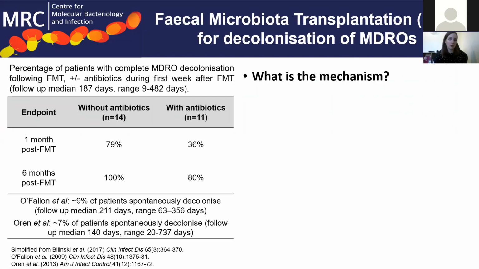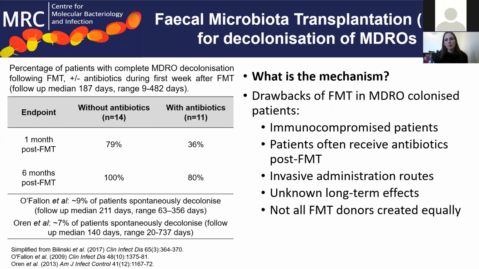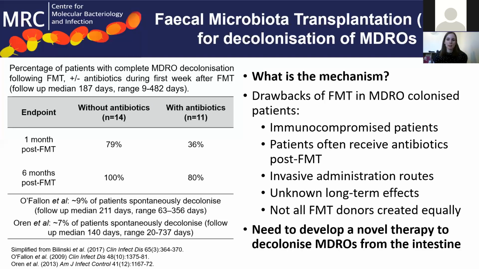But we still don't understand what the mechanism of FMT is. And it's really not the ideal treatment to be using in this group of patients, as these patients are often really immunocompromised and receive a lot of antibiotics. So as you can see here, that's why they receive a lot of antibiotics post-FMT in some patients. It's, again, delivered via invasive administration routes. As mentioned earlier, we don't know the long-term effects of FMT. And again, we don't know who is the ideal donor, as not all FMT donors are created equal. So really, it'd be more ideal in this group of patients to develop a therapy for decolonizing these multidrug-resistant bacteria from the intestine before the patients go on to develop invasive disease.